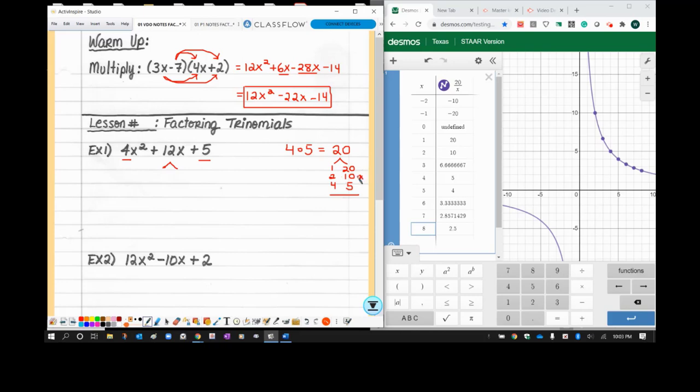So let's put a little mark right there. That's a good candidate. And then 5 plus 4 is 9, and 5 minus 4 is 1. That does not give me 12. So the only one that gives me 12 is 2 plus 10.